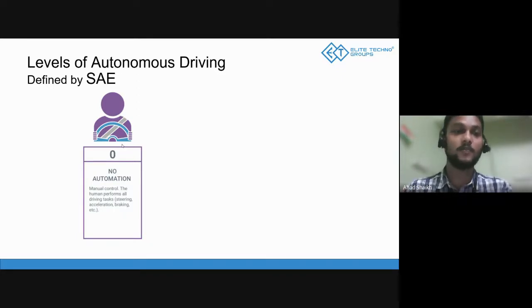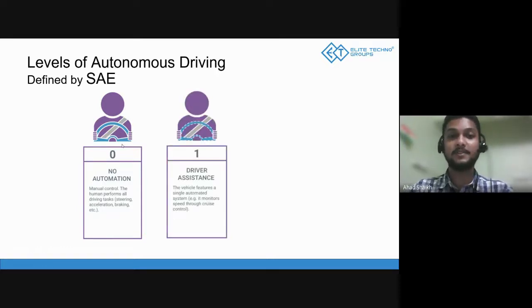The vehicle doesn't take any kind of inputs from the surroundings. It does not make any kind of decision, or control any of the parameters of driving. So that's the zero level automation, which is mostly present in Indian cars or the earlier cars. Whatever vehicles we have been using in the past are completely running on zero level automation. And now we shift from zero to one.